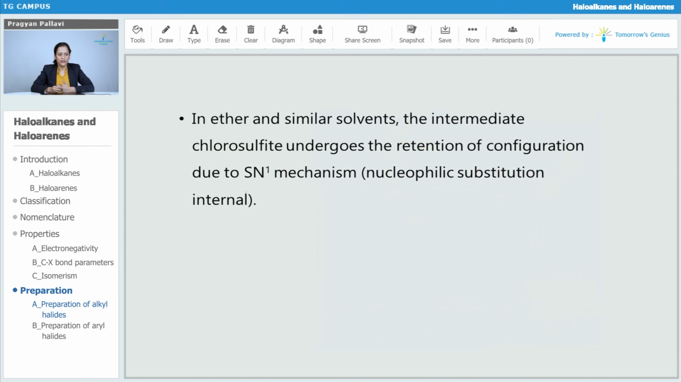In ether and other solvents also, the intermediate chlorosulfite undergoes retention of configuration due to SN1 mechanism, that is nucleophilic substitution unimolecular.